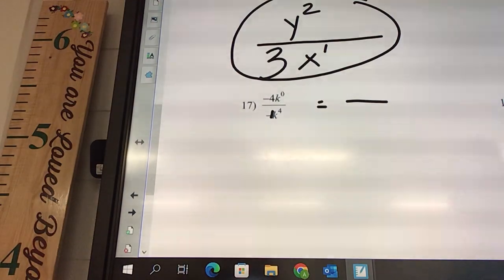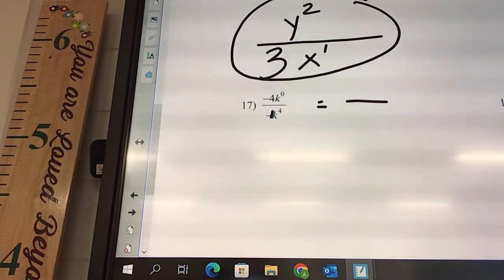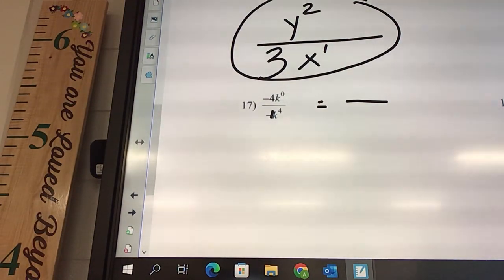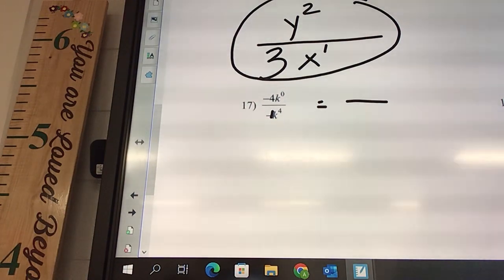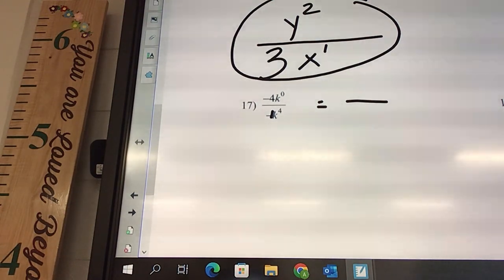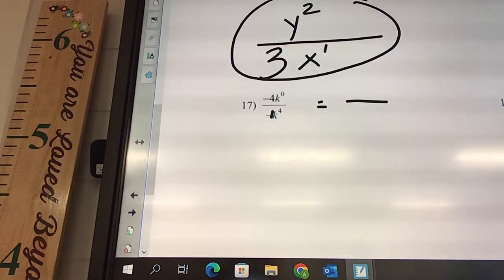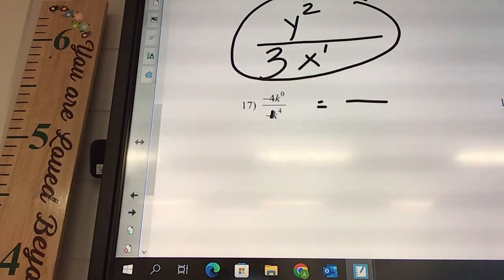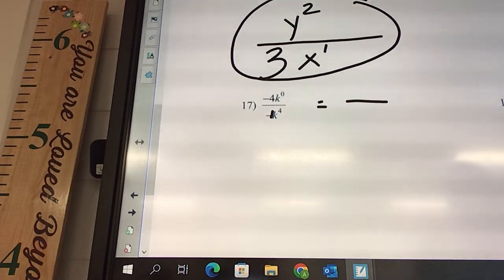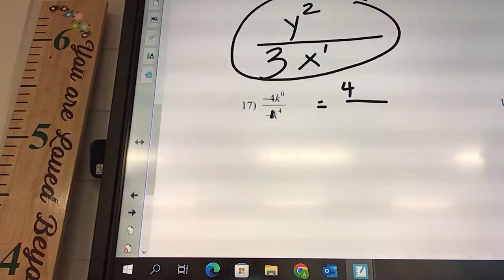Does negative 4 over negative 1 simplify? Wait. Type it out on your calculator, do the fraction. Negative 4 over negative 1. It becomes 4, okay? So that goes on the top. If you get a whole number, it goes on the top.